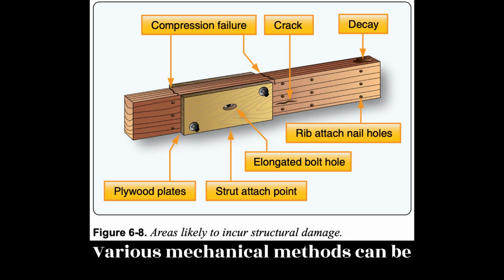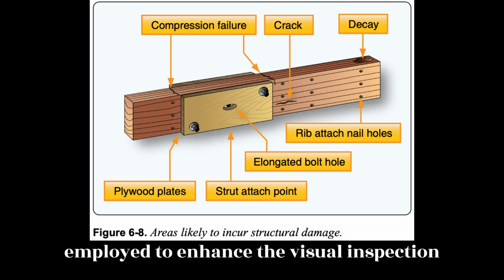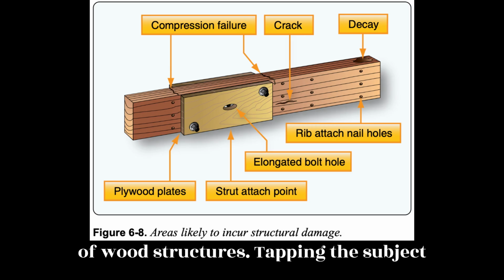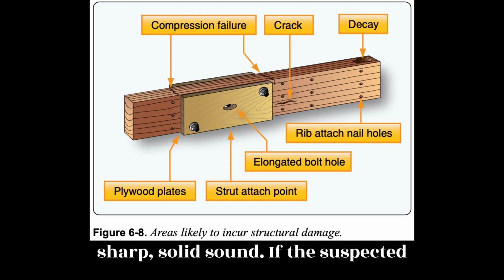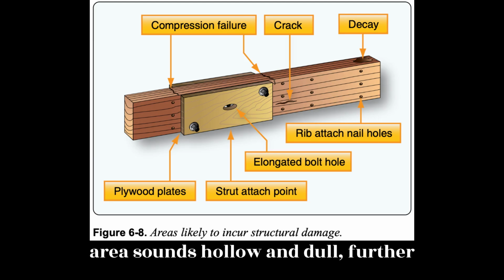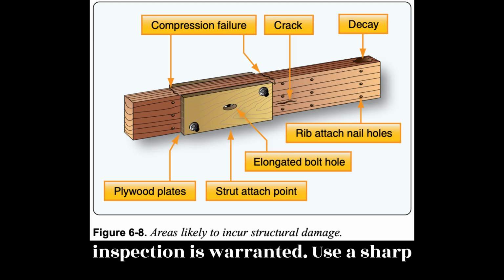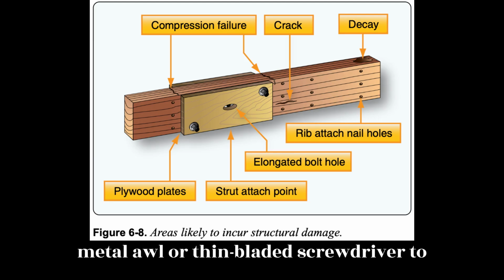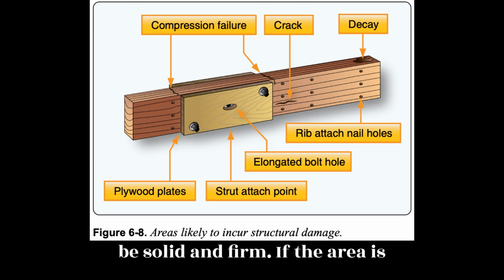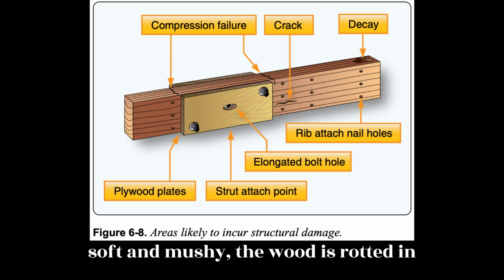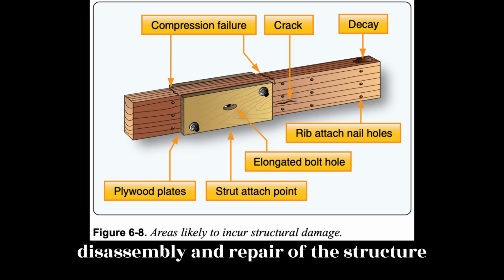Various mechanical methods can be employed to enhance the visual inspection of wood structures. Tapping the subject area with a light plastic hammer or screwdriver handle should produce a sharp, solid sound. If the suspected area sounds hollow and dull, further inspection is warranted. Use a sharp metal awl or thin-bladed screwdriver to probe the area. The wood structure should be solid and firm. If the area is soft and mushy, the wood is rotted and disassembly and repair of the structure is necessary.